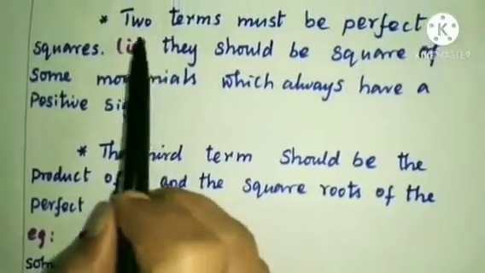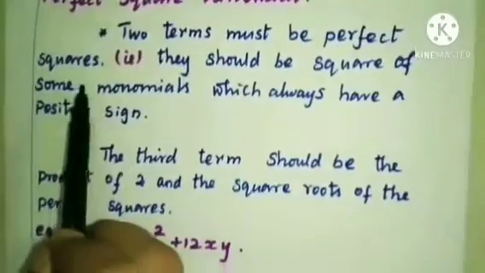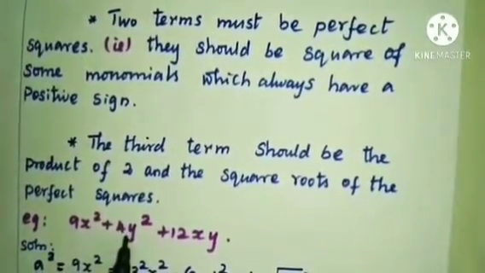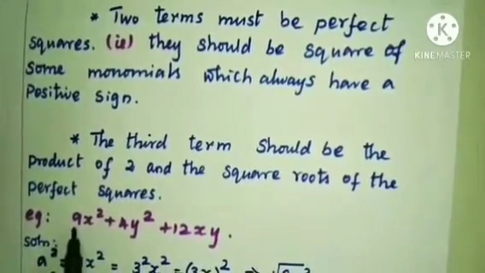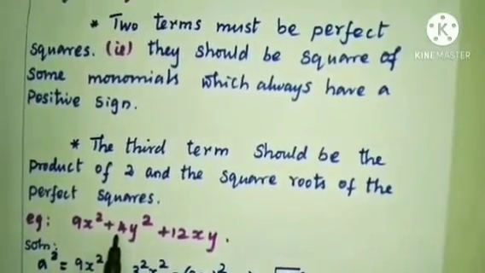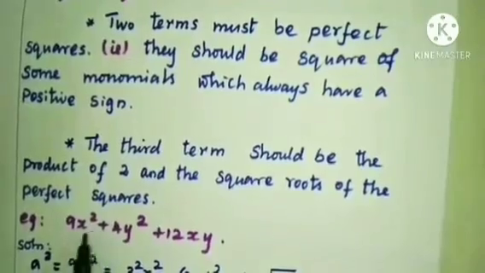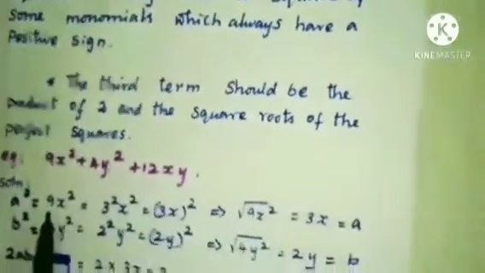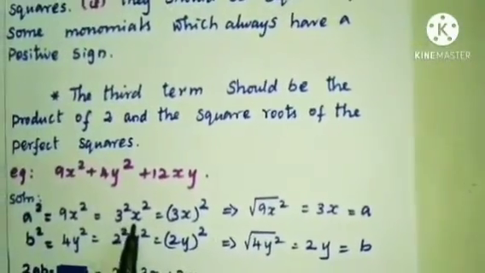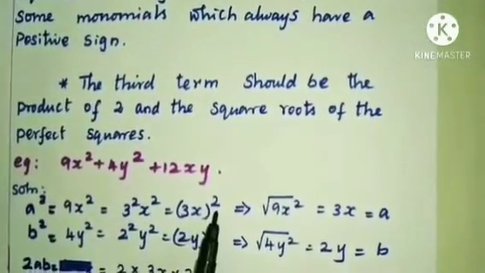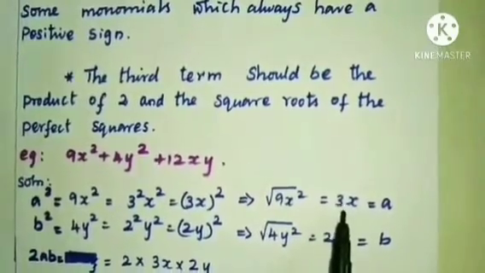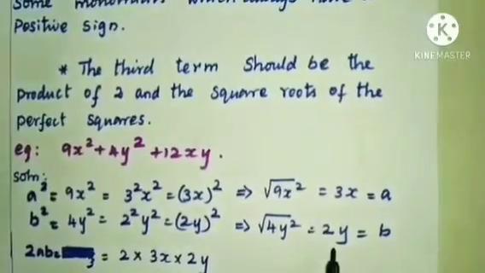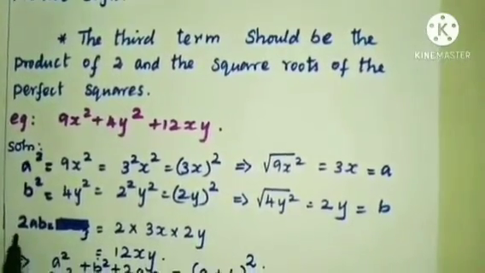What's the first one? 2 terms must be perfect squares, and before them we have a positive sign. So these 2 terms are perfect square numbers. 9 is a perfect square number, 4 is a perfect square number, both with positive signs. So a² is 9x². 9 can be written as 3²x², that is (3x)². So a is 3x. By the same method, b² is 4y², so b is 2y. Now we have to check the third term.